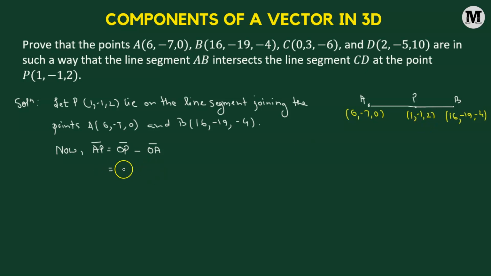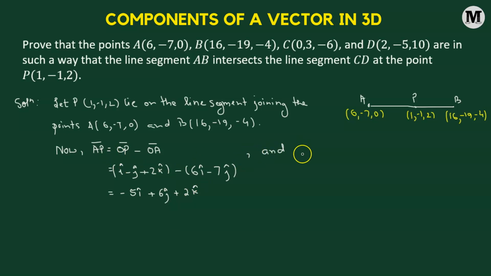All we have to do is multiply the x coordinate with i cap, add it to the product of the y coordinate with the j cap. We have i cap minus j cap, add it to the product of the z coordinate and k cap. So we get 2k cap. And from here, we're going to subtract OA vector, since the coordinates of point A are 6, -7, 0. So in terms of the unit vector, it's going to be 6i cap minus 7j cap plus 0. Now, when you simplify this, we're going to get -5i cap, then plus 6j cap plus 2k cap. So this is going to be our vector AP.